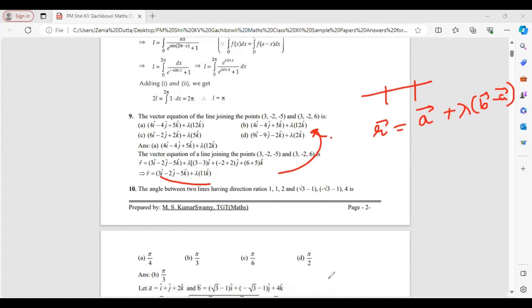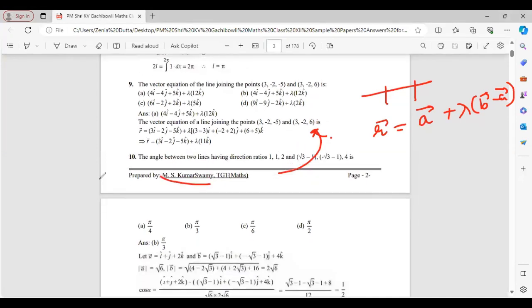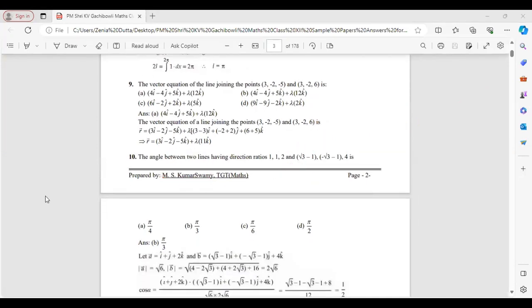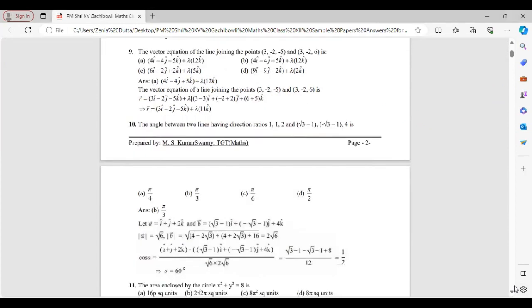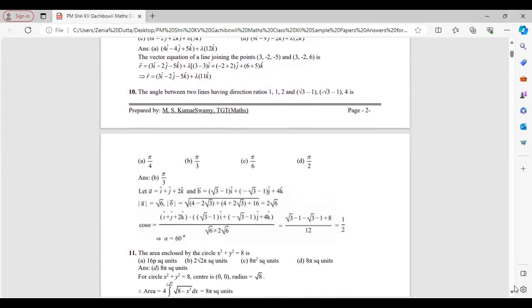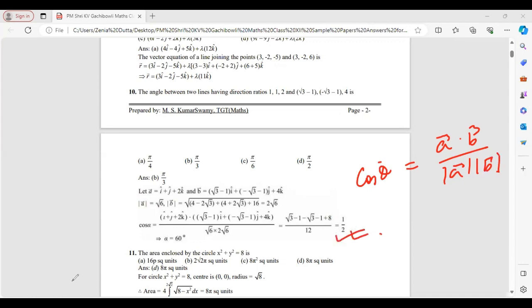Then moving on, the angle between the lines having direction ratios 1, 1, 2 and √3 - 1, -√3 - 1, 4 is. So what is the angle between two lines? We know the formula, cos theta is equal to a bar dot b bar divided by modulus a bar modulus b bar. So using that, we will be calculating the angle between the two lines.